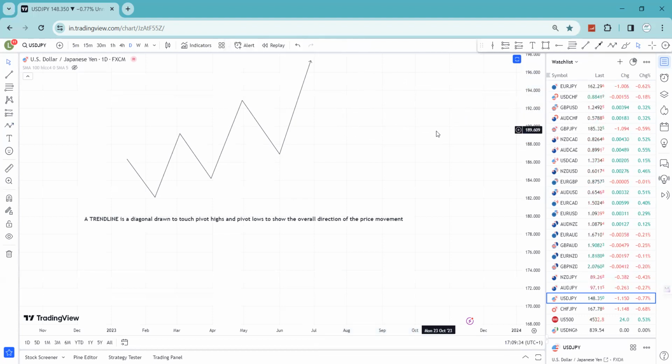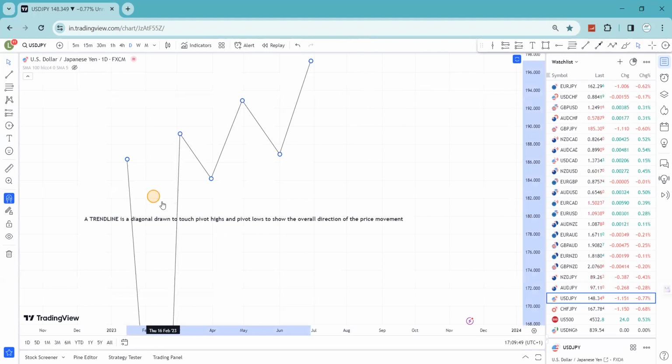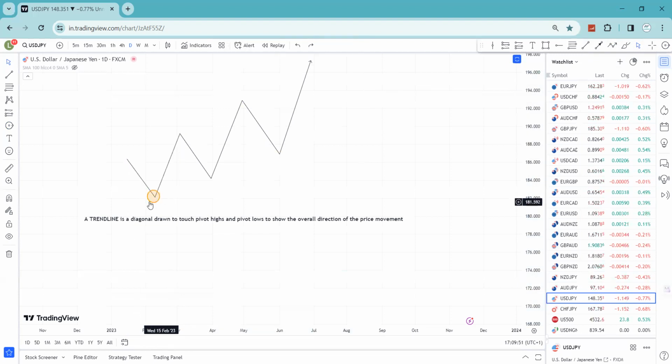Now, amazing. The next is it is drawn to touch either pivot highs or pivot lows. That is swing highs or swing lows. Okay, so here we have a swing low, right? Here we have a swing low. Again, here we have another swing low.